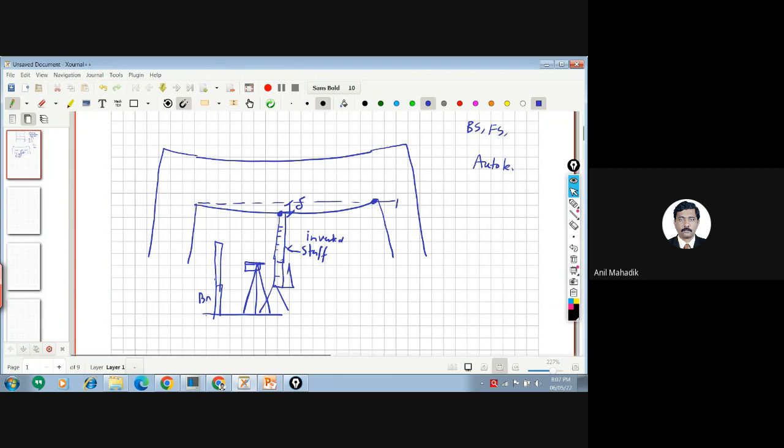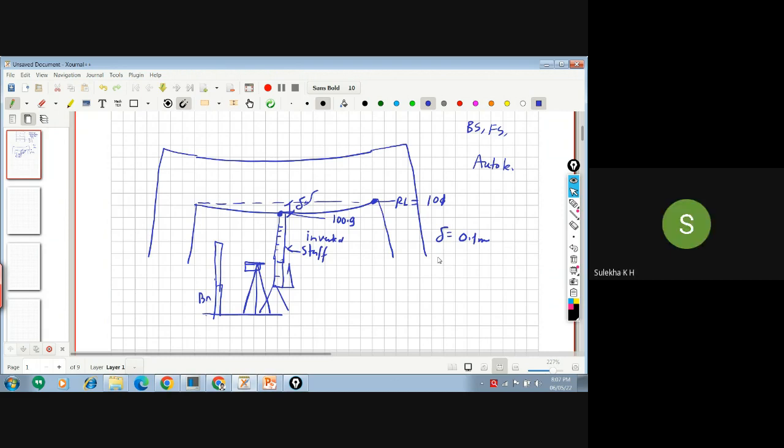So let's say the RL at this point is 101, and the RL at this point is 100.9. So what is the difference between the two? 0.1 meters. This is nothing but your delta, the deflection. Are you getting this?